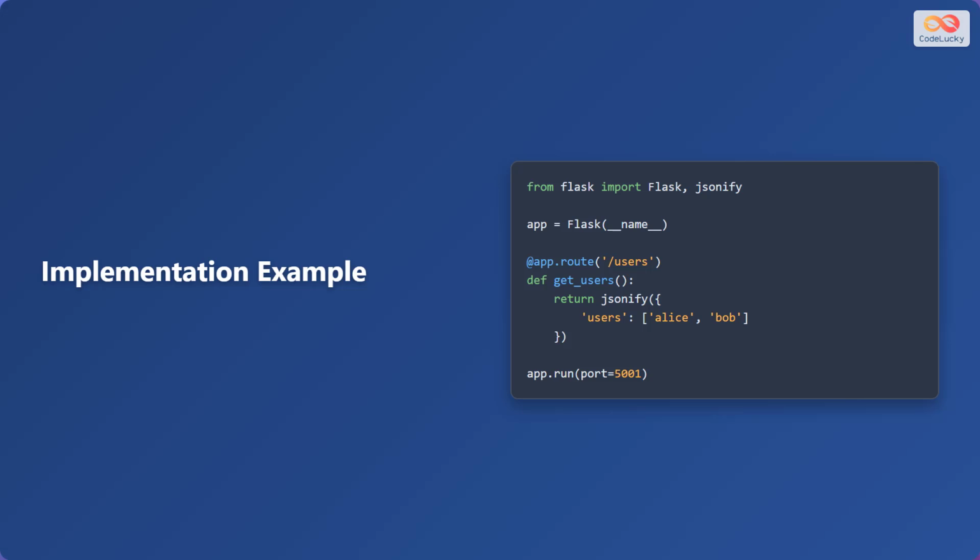Here is a basic implementation example using Flask, a Python web framework. This code defines a simple microservice that returns a list of users. The route /users returns a JSON response containing a list of users. The application runs on port 5001.